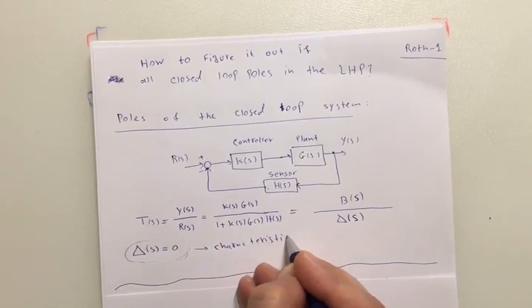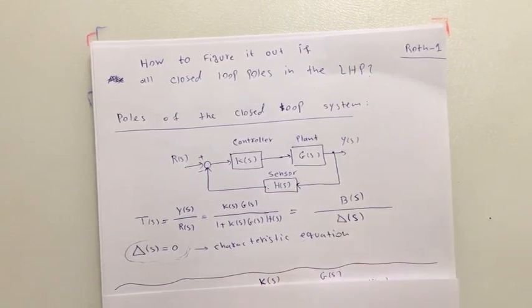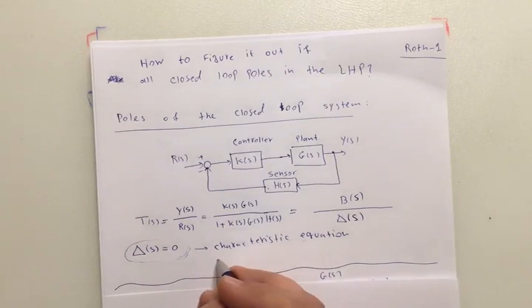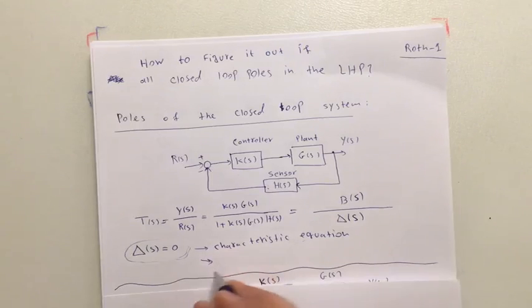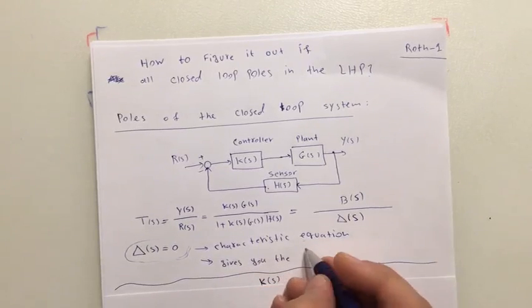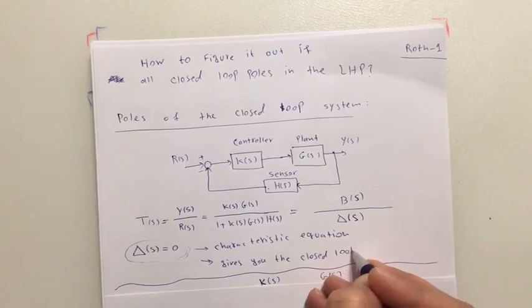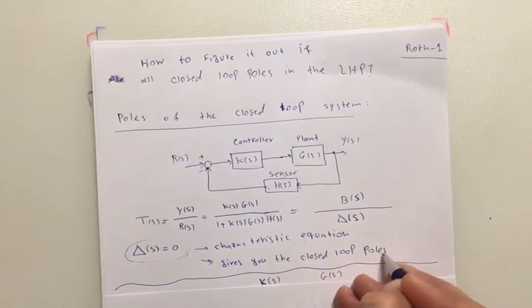The roots of this polynomial are the poles of the closed loop system. So this equation gives you the closed loop poles.